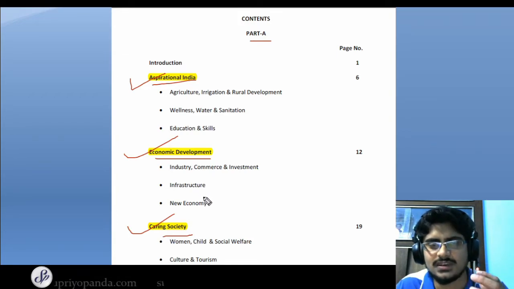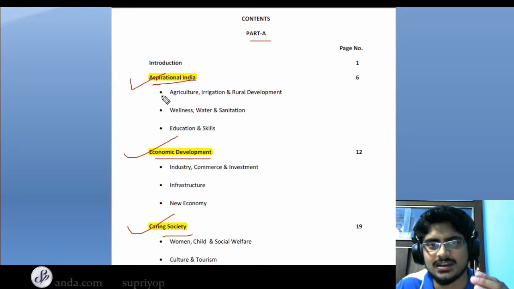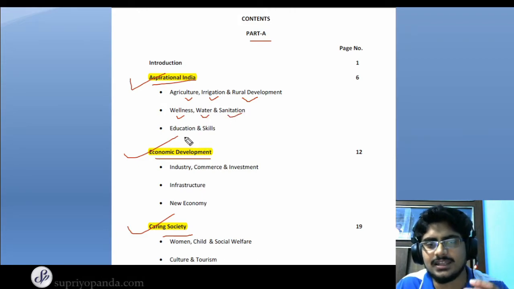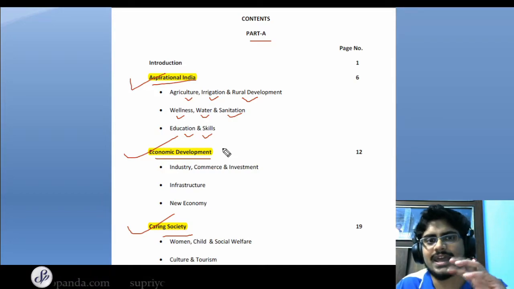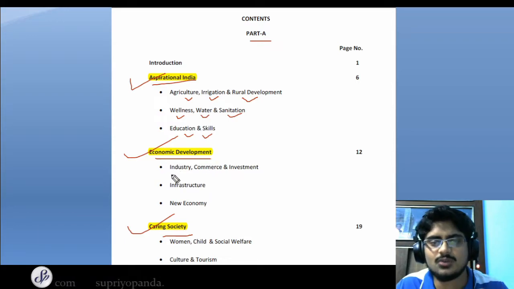Now, as you can see, there are various sub themes to these things as well. So aspirational India, under it we have agriculture, irrigation and rural development. Then we have wellness, water and sanitation. And then finally we have education and skills. Now this is the entire thing for aspirational India. And when we go ahead to the economic development, we have the proposals for industry, commerce and investment. Then we have the proposals for infrastructure. Then we have the proposals for new economy.